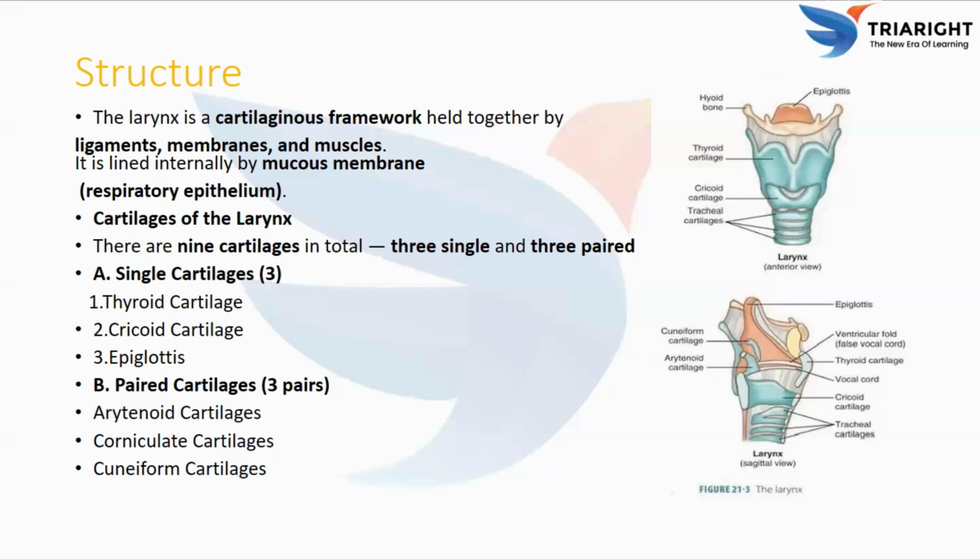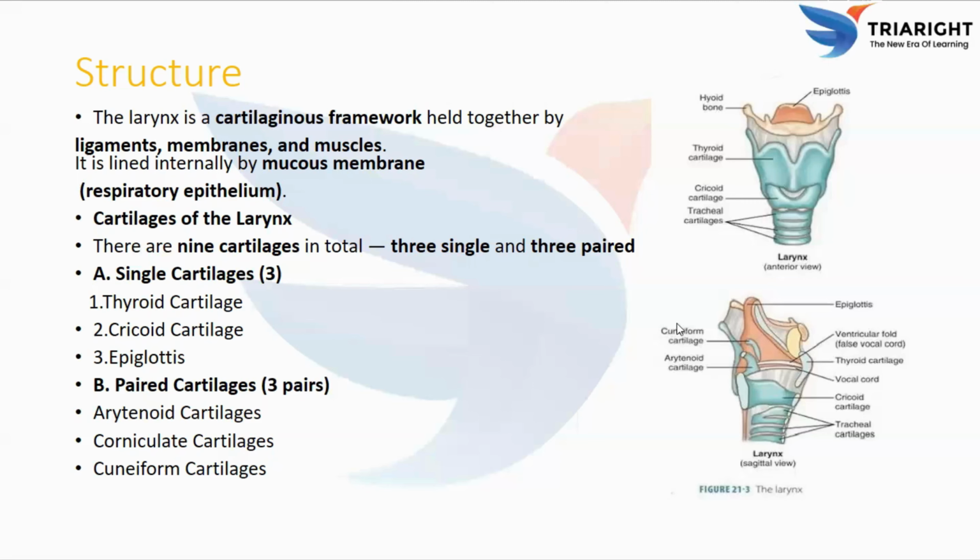So next, the other one, corniculate cartilage. It's a small cone-shaped structure that sits on top of the arytenoid cartilage. Here you can see the small cone shaped, right? The white colored one is the corniculate cartilage. It helps support the opening of the larynx.